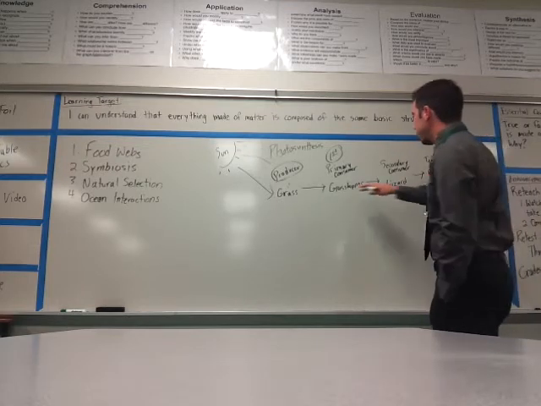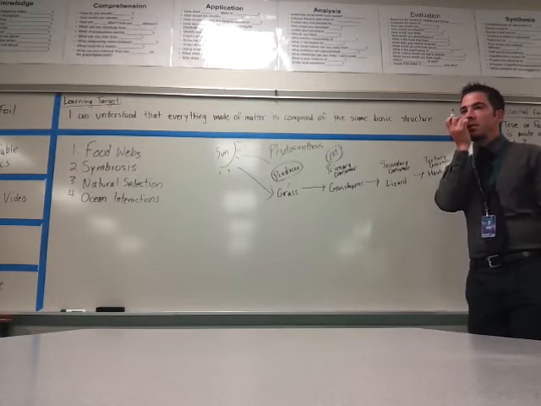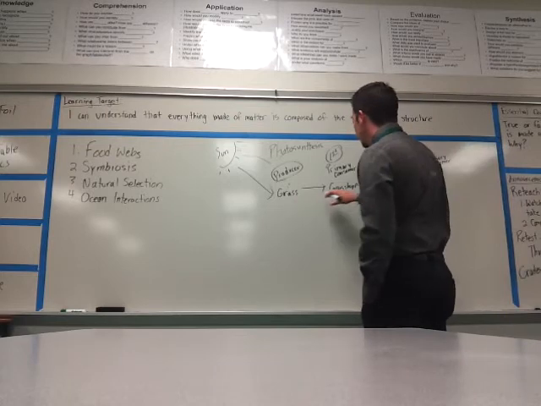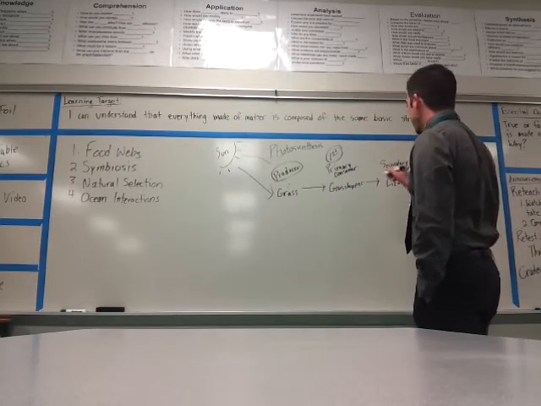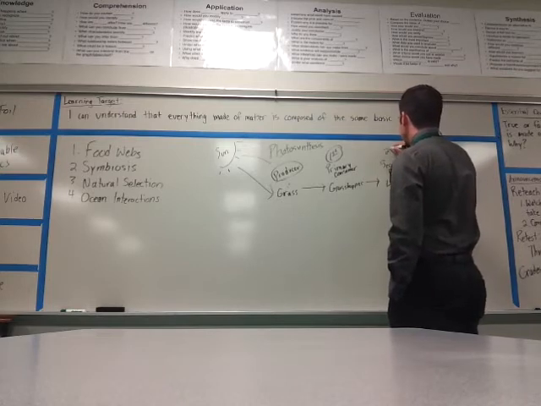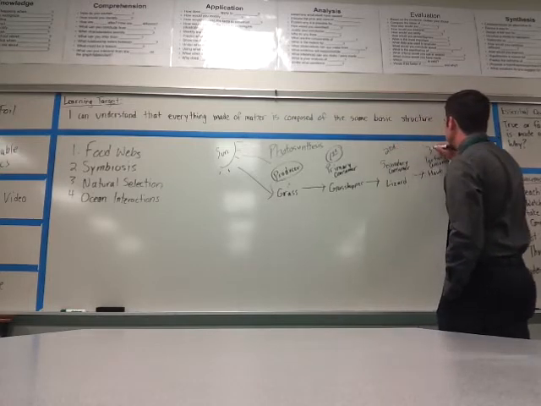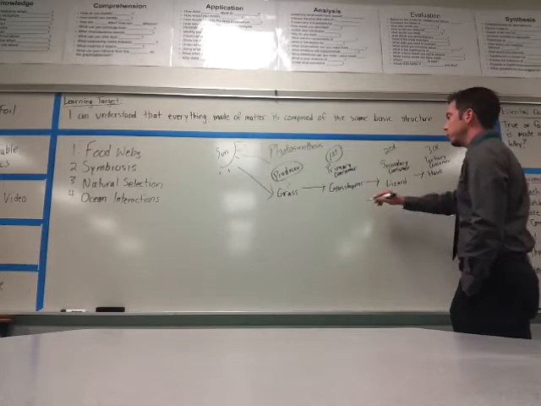So this is a simple food chain. It's not a food web. Why is it a food chain? Because each thing gets eaten by one thing and eats another thing. So we've got our primary consumer, our secondary consumer is our second consumer, and tertiary consumer is our third consumer in a food chain.